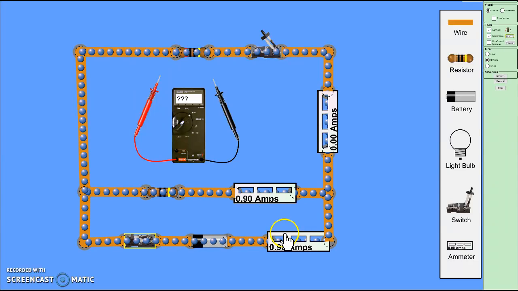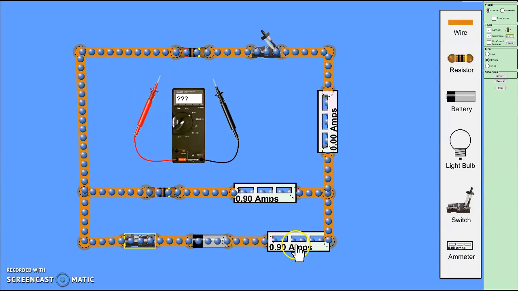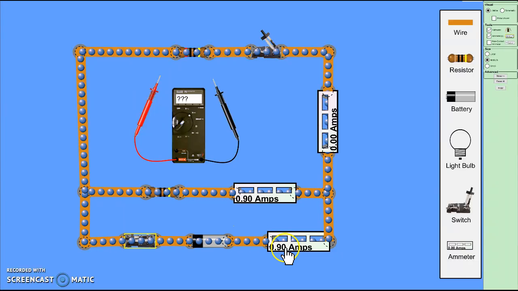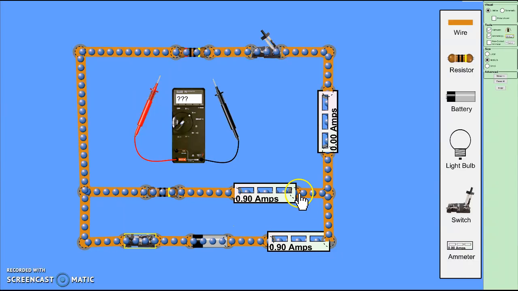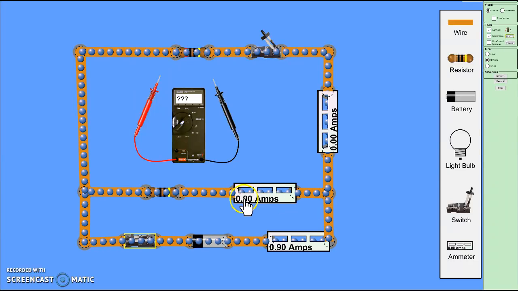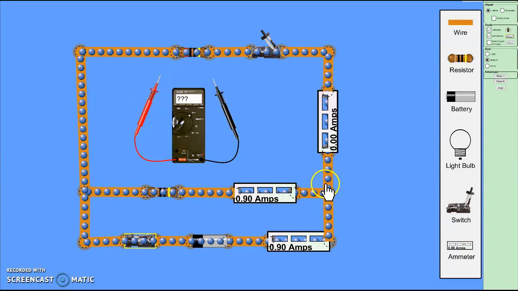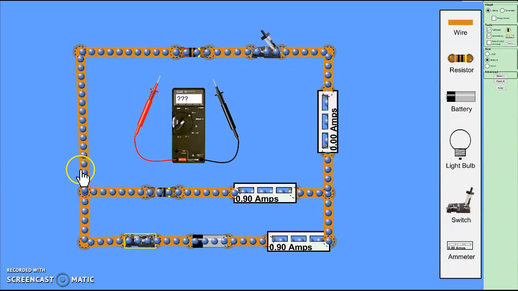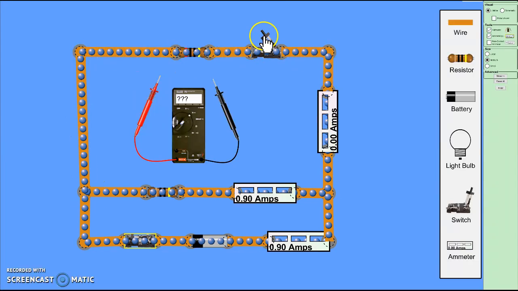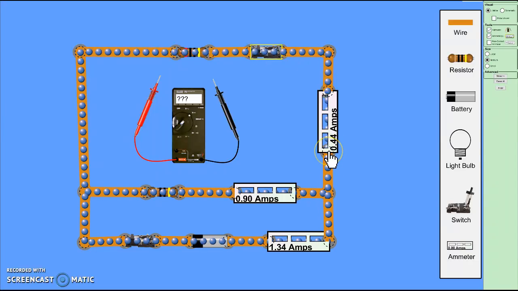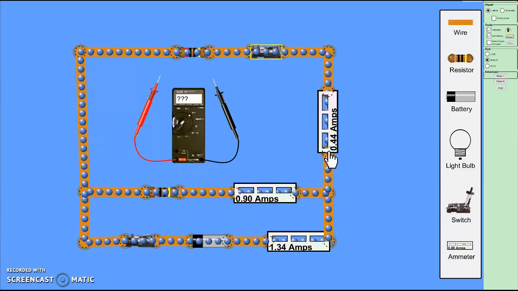I have put some ammeters here to measure the current, and so we see my total current going through the battery is 0.9 amps, and since I only have one loop, I now have 0.9 amps going through that as well. Now what I'm going to do is open up this loop as well, and this loop is going to provide another pathway, and I want you to notice what happens here.